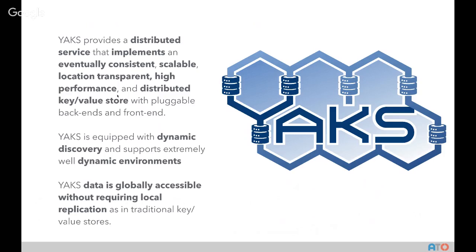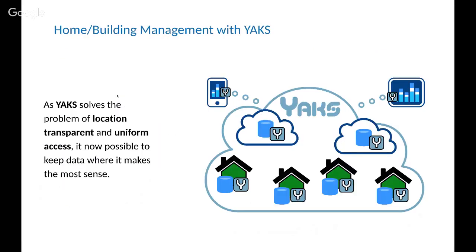And the point is that YAKS itself is not really a key value store. We have some pluggable backends and frontends that will implement the value store. So YAKS provides a view of a key value store amongst distributed real implementations of key value stores that might be of different implementations, as we will see in the next slides. YAKS is equipped with dynamic discovery, meaning that you can deploy several YAKS services in your system, and they will discover each other, discover what they have as data stored and what they have as publication and subscription.